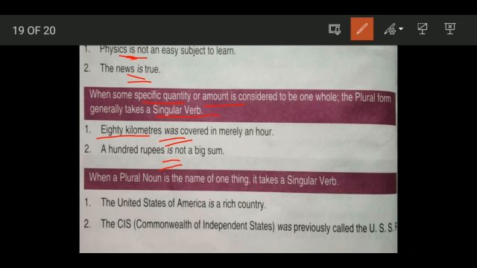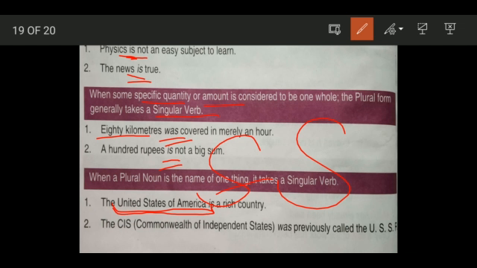This is a rule. Then when a plural noun is the name of one thing, especially when we are referring to the name of one country or one organization, that will remain one country only, one organization only, so it will become a singular subject, and we will have a singular verb. Like the United States of America, this is one country only. Even if it is United States, this is one country only, USA. So we will use a singular verb. USA is a rich country. We do not say USA are a rich country.